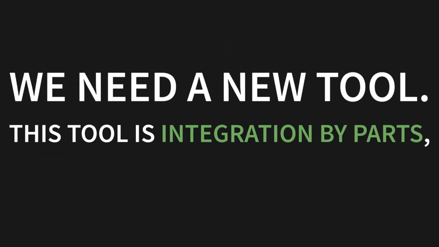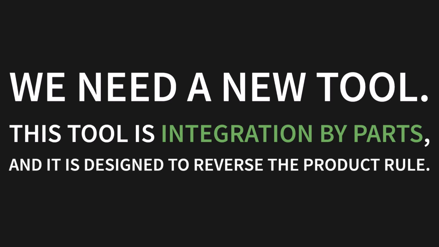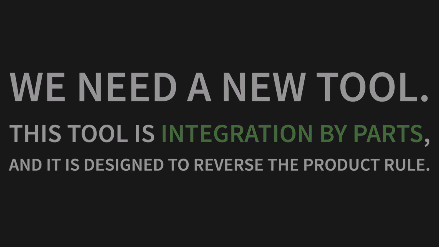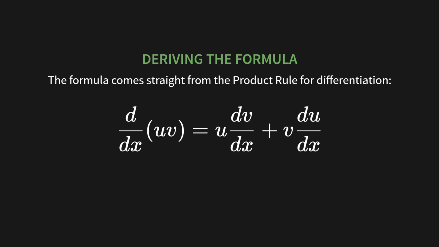This tool is integration by parts, and it is designed to reverse the product rule. So where does the formula come from? It comes straight from the product rule for differentiation, which you already know. The derivative with respect to x of u times v equals u times dv dx plus v times du dx.